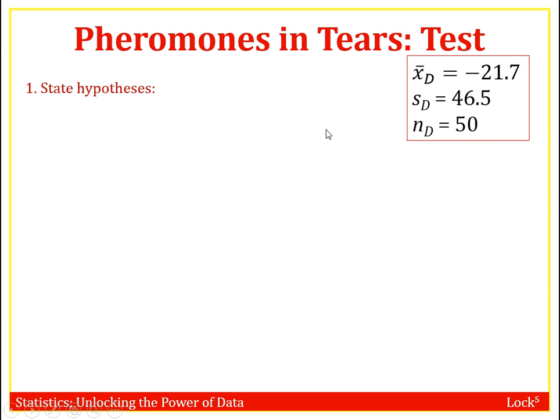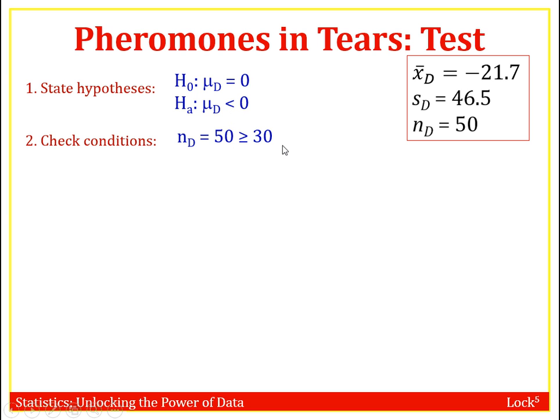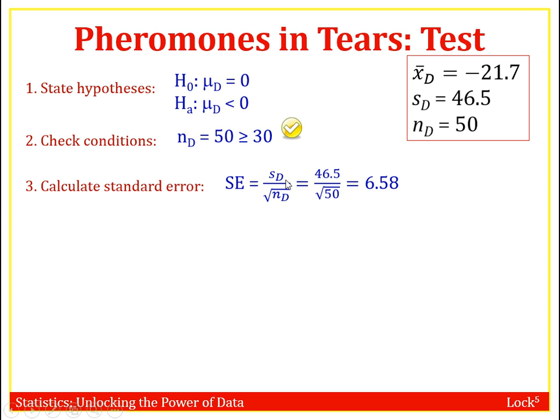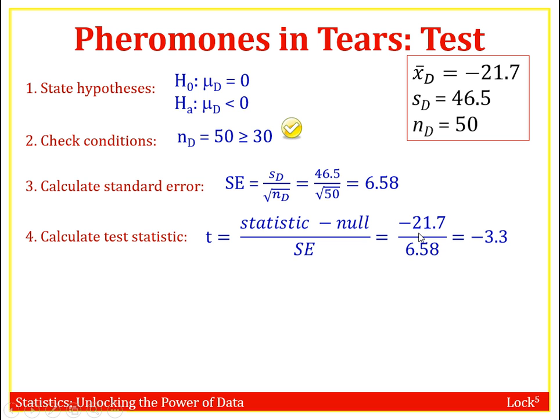We'll go ahead and state our hypotheses, which is we're assuming there is no difference, so it's equal to 0, but we're thinking based on what we've been looking at, there is a difference, that it's going to be lower. We check our conditions, which have to be a sample size greater than 30, which we have. We look at our standard error, which remember is the standard deviation of our sample, the 44 or 46.5, over the square root of our sample size of 50, and we get 6.58. We calculate our statistic, so we take the difference, our x bar, over our standard error, we divide, and we get negative 3.3.